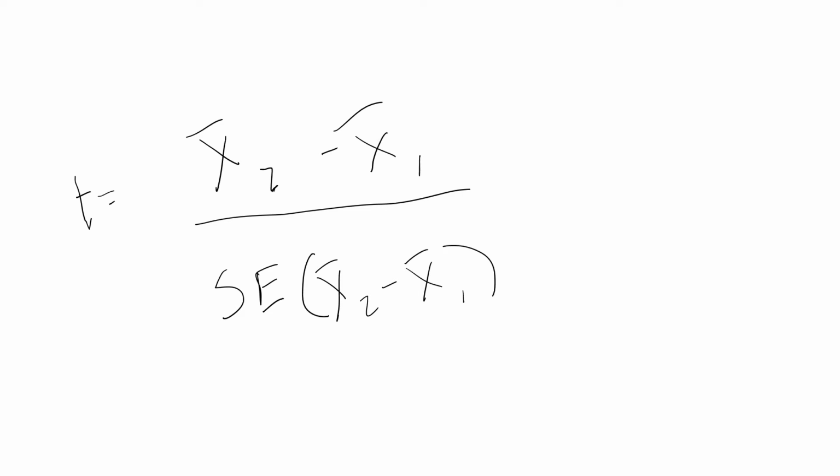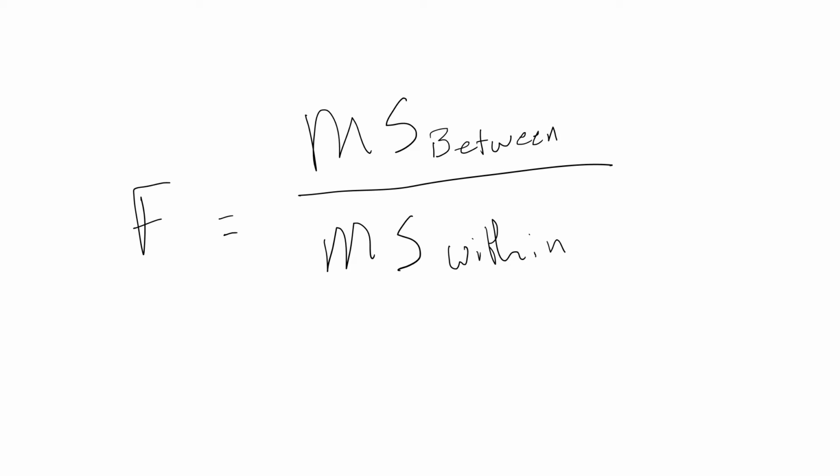The test statistic for the independent samples t-test is the t-statistic. The bigger the t-statistic, the lower the probability that the null hypothesis is true. The test statistic for the ANOVA is the f-statistic. Similar to the t-statistic, the bigger the f-statistic, the lower the probability that the null hypothesis is true.